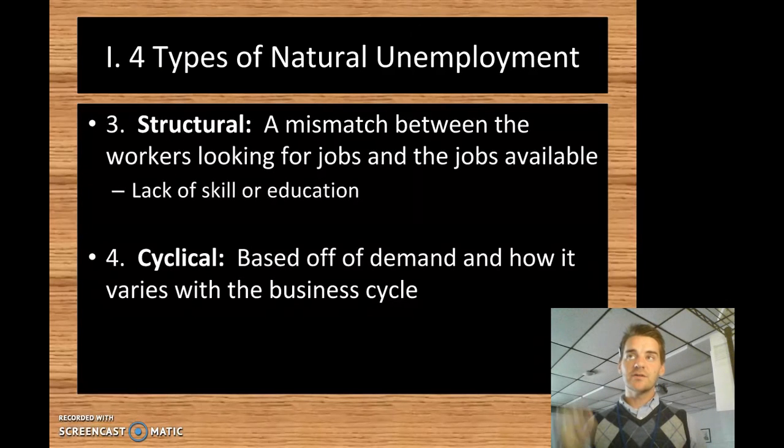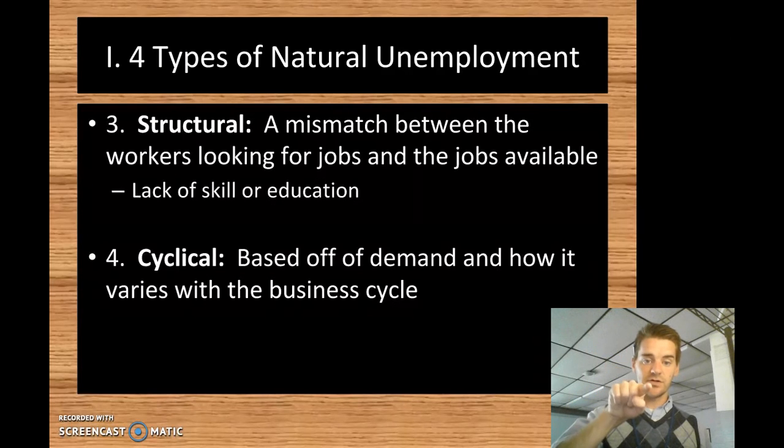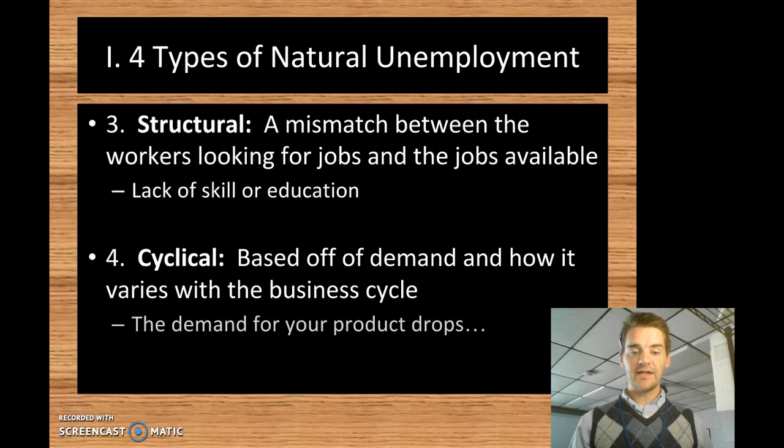And what's going on is that when GDP starts to drop and goes into a contraction phase, businesses aren't making as much money, and what they usually have to do is start to fire workers. And when they fire workers, unemployment goes up, and that's called cyclical unemployment. And it's pretty bad. It happens when demand for your product drops, you don't make as much money, you have to fire your workers.